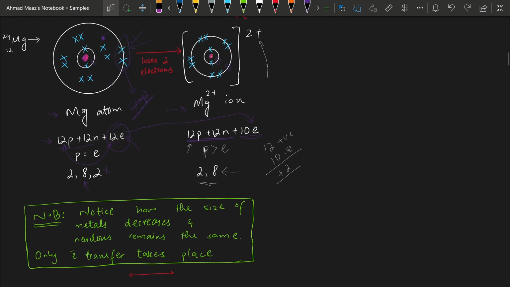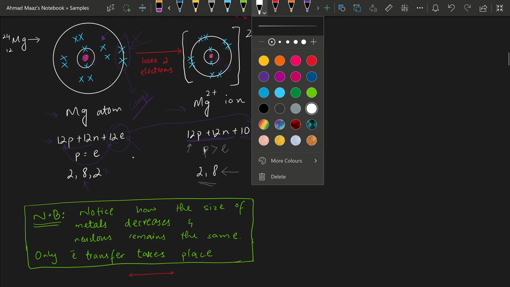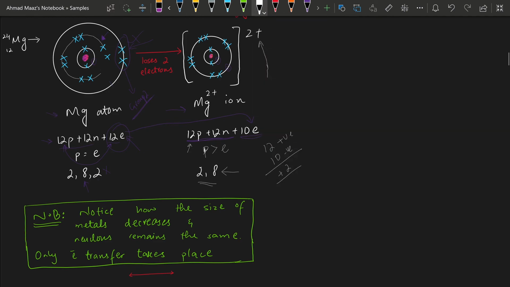You must see how the shell is gone. Let me draw this again. Okay, good. Now, there were initially 3 shells, 1, 2 and 3, but after the ion formation there are only 2 shells, 1 and 2. Notice how the size of metals decreases and nucleons remain the same. Initially there were 3 shells, now after the ion formation there are only 2 shells, which means that the size of metals decreases when ions are formed.